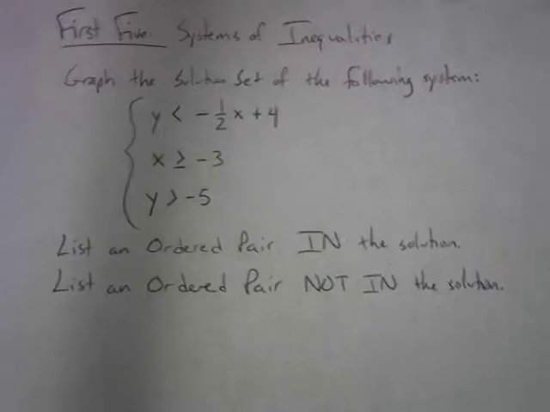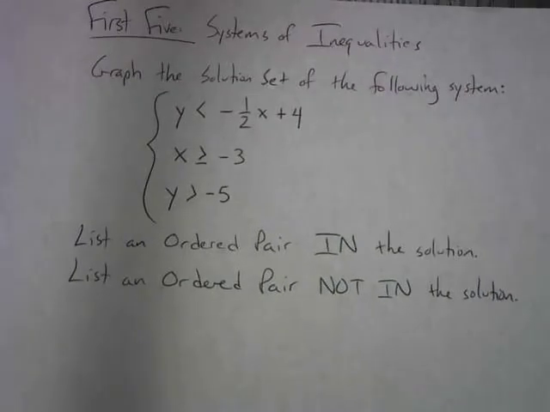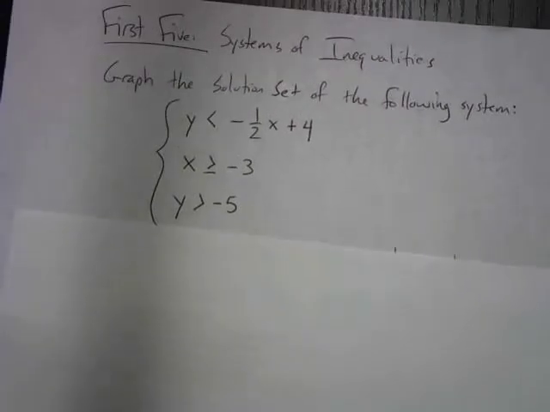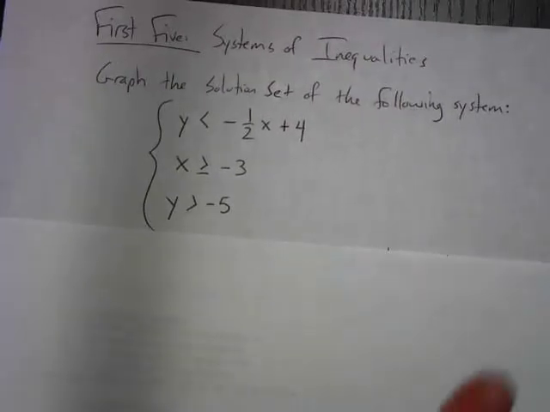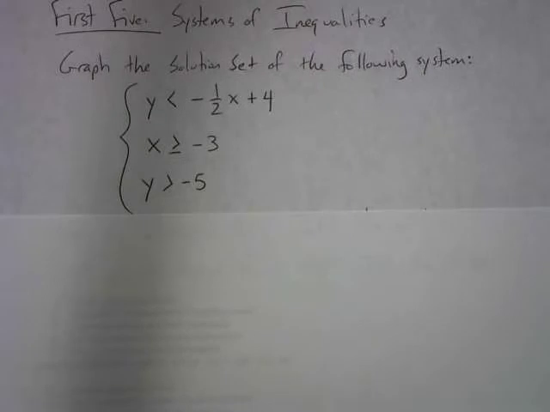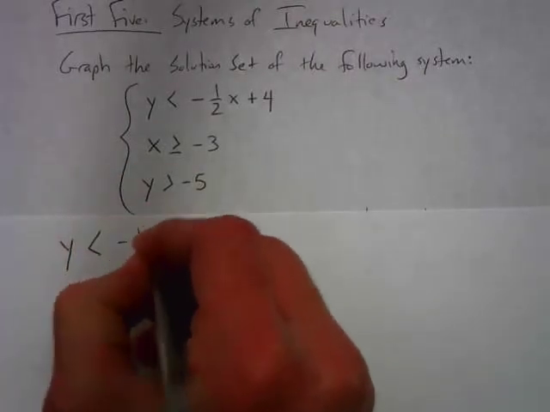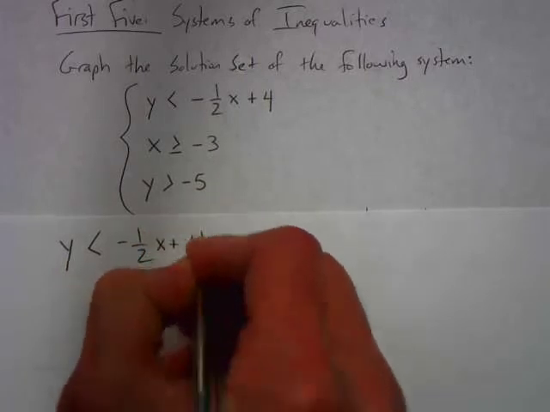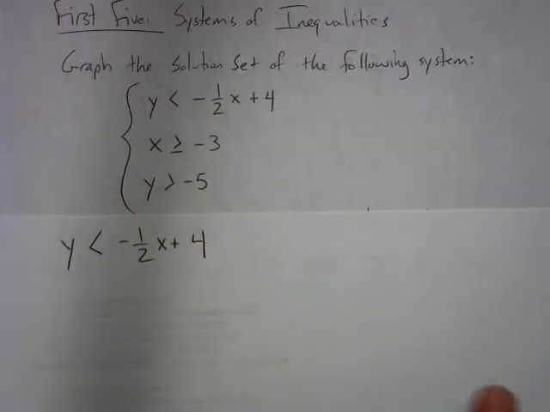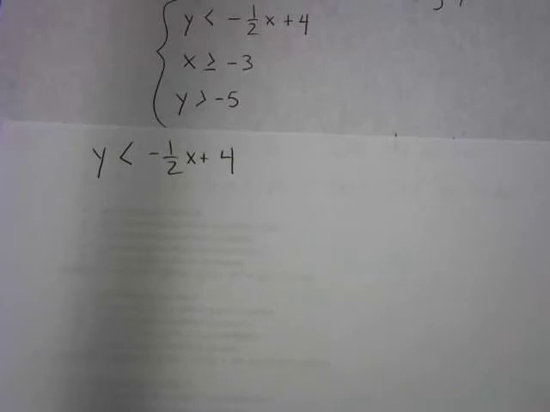So we have our system of inequalities, and we have to graph each one of them, but on the same coordinate plane. All right, so we're going to start with our first inequality, which is y is less than negative 1/2 x plus 4. And we're going to sketch the graph of this inequality.